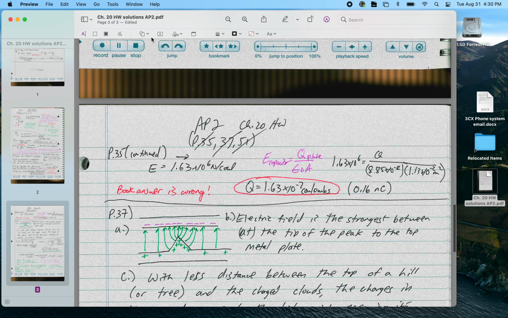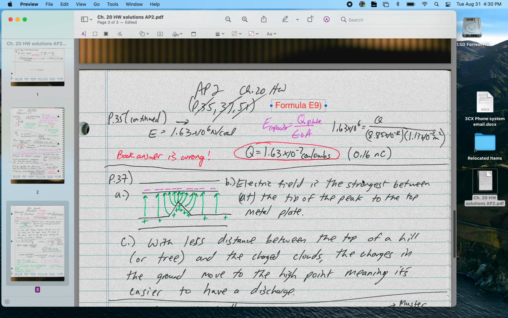But this again is formula E9. And we get that the charge on each plate is 1.63 times 10 to the negative 7th coulombs. Did some algebraic rearrangement, or 0.16 nanocoulombs.